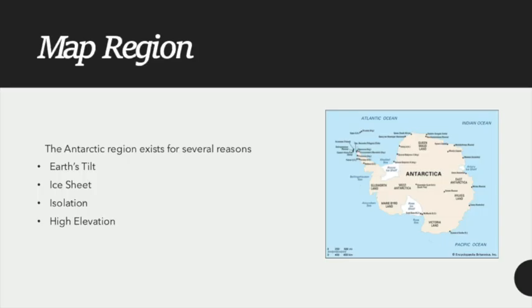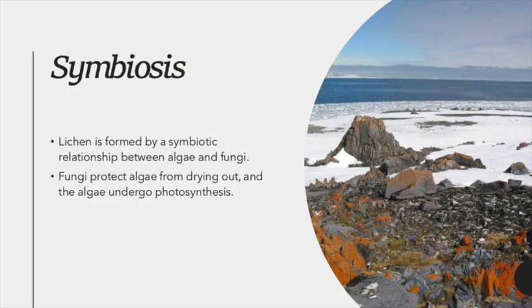Here's the map for Antarctica. The Antarctic region exists for many reasons, including Earth's tilt on its axis. Antarctica is covered by a thin ice sheet throughout all of its land. Antarctica, as well, is very isolated from the rest of the ocean, or rather, other land masses. In addition, Antarctica is very highly elevated.